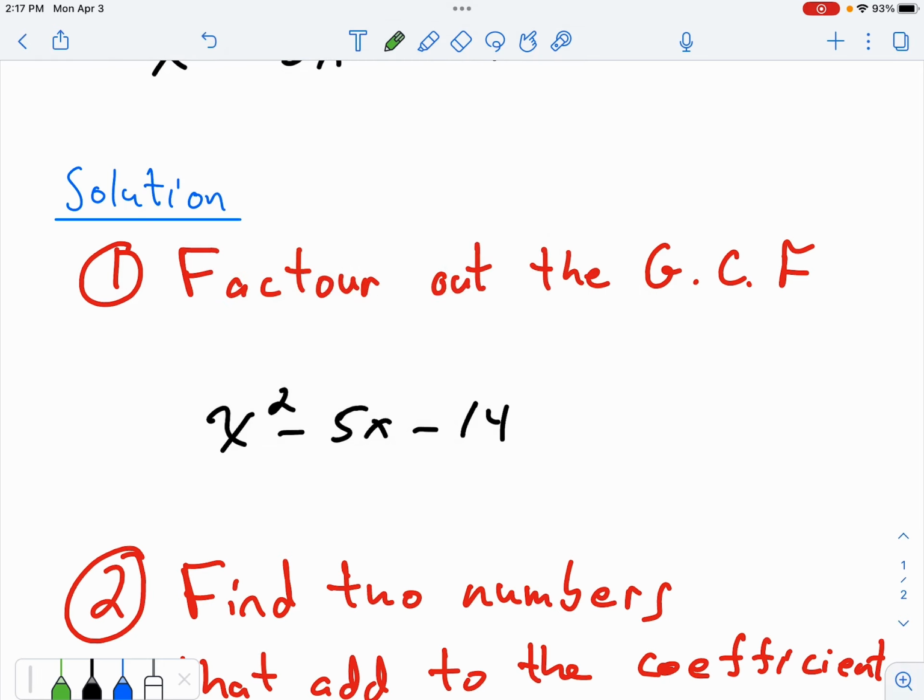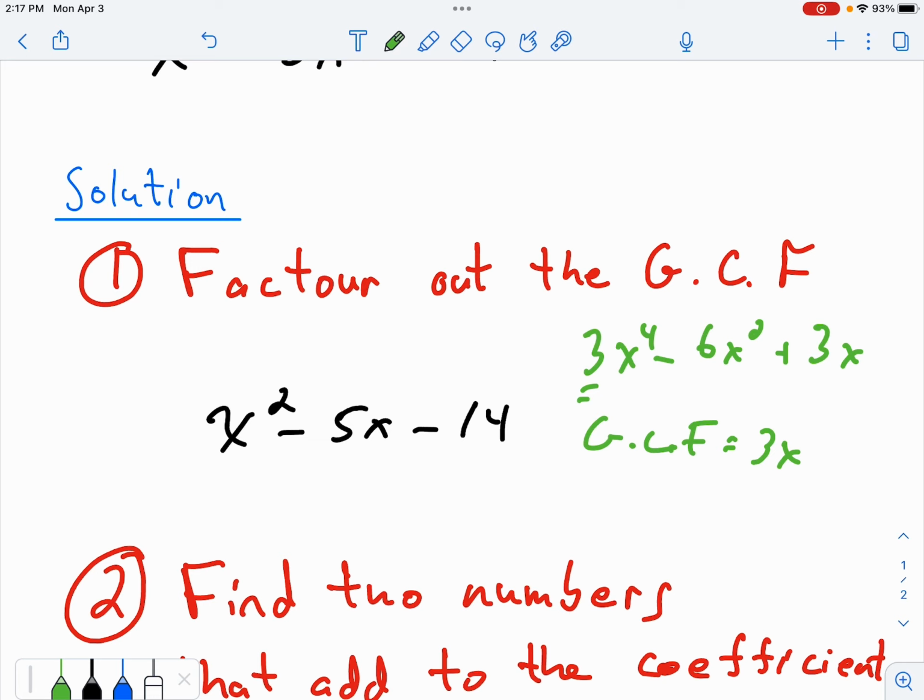Just as a quick example here, if I had 3x to the 4th minus 6x squared plus 3x, the greatest common factor would be 3x, because 3 divides everything, first of all, in terms of the numbers, and then x is a term that each of these has, so that's why the greatest common factor would be 3x.